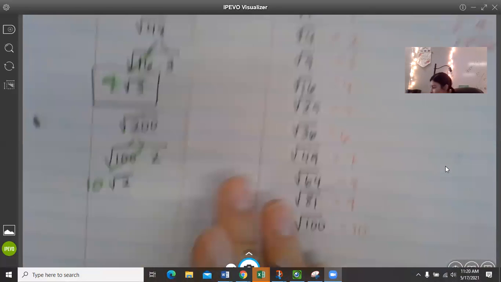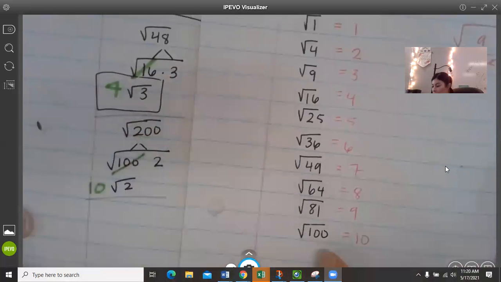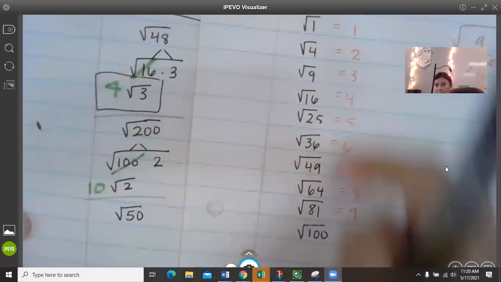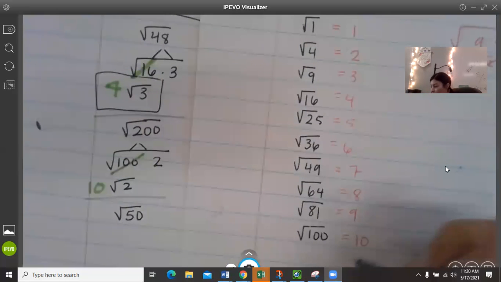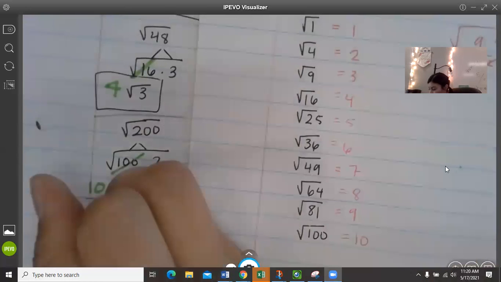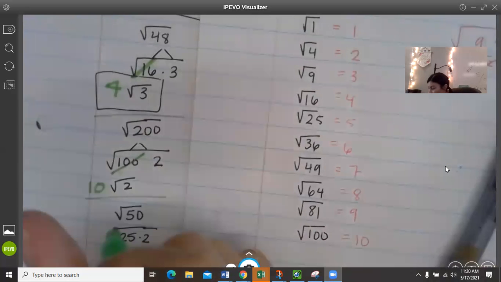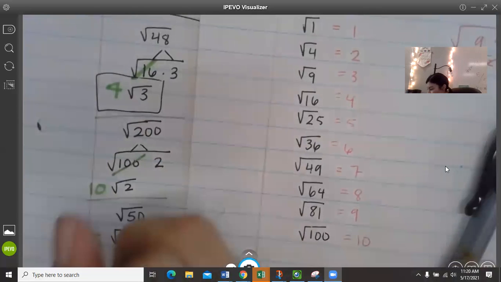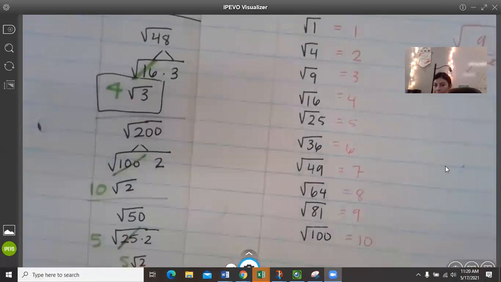Let's try another one. I hope you're getting the hang of it. You're dividing whatever they tell you the square root to simplify by one of these perfect squares. So 50, which one's the biggest on this list that I can divide it by? Should be 25. 25 times 2, when you take the square root, comes out as 5. So my answer is 5 square root of 2, because the 2, I can't simplify that anymore.